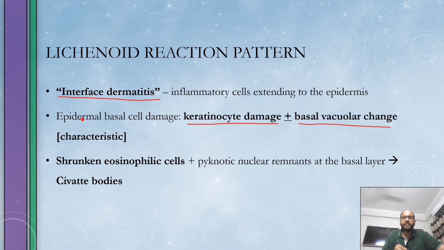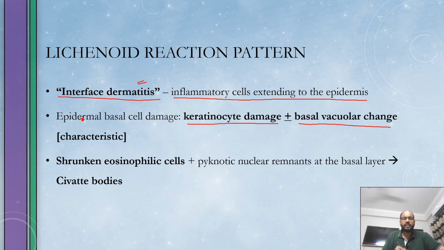Just remember that interface dermatitis or lichen reaction pattern means that the inflammatory cells extend to the epidermis. All the inflammatory cells are going to come from the blood vessels, and the blood vessels lie in the dermis. If they have to come out of the vessel and destroy the epidermis or the keratinocytes at the epidermal level, the cells need to reach the epidermis. And when they reach the epidermis, causing destruction of the basal layer, you get what is known as interface dermatitis or lichen tissue reaction pattern.